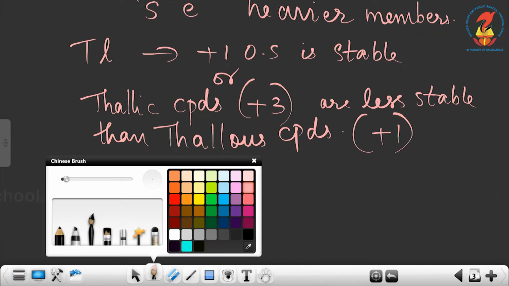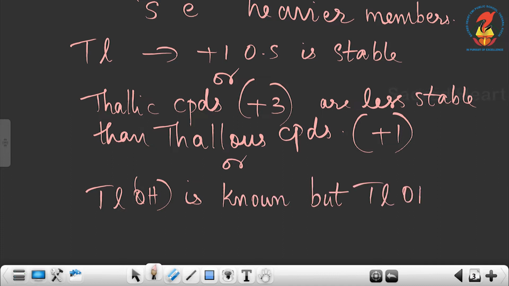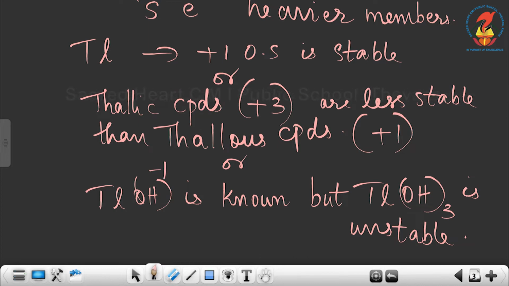The next question is, TlOH is known but TlOH thrice, Tl(OH)3, is unstable. Why? Now, TlOH means we know the OH charge is -1, so thallium will take +1 oxidation state, and Tl(OH)3 means OH is -1, -1 into 3 is -3, so thallium takes +3 oxidation state.